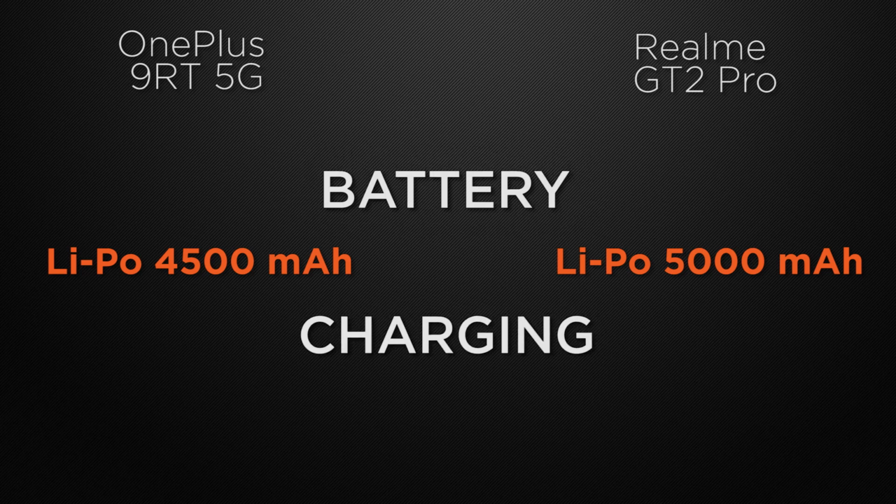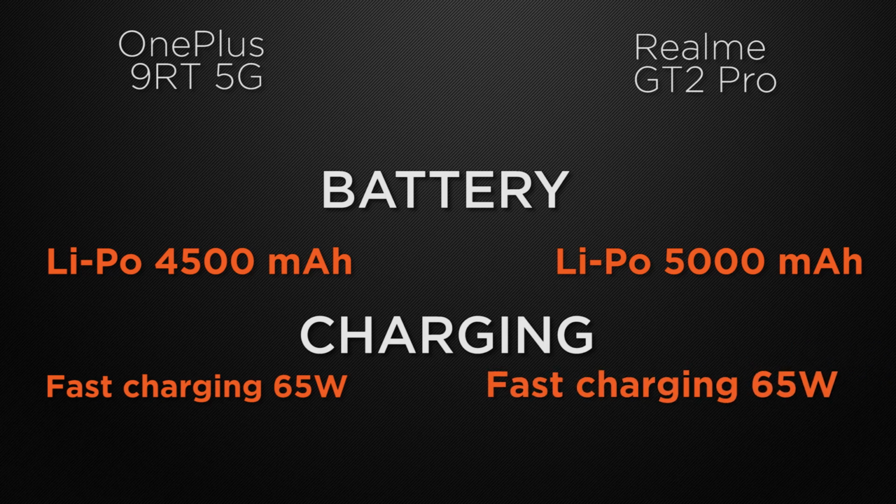Let's talk about the charging speed of the devices. 9RT have 65 watts of fast charging, whereas GT2 Pro have 65 watts of fast charging. So it's a tie because both of the devices have same charging speed.